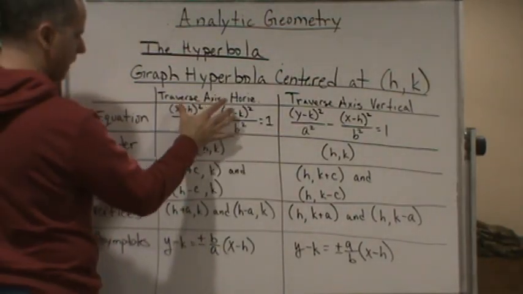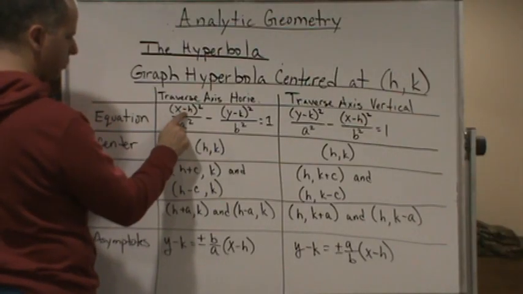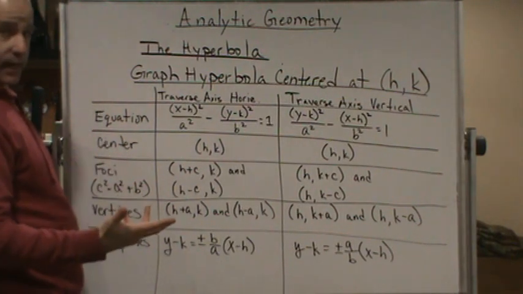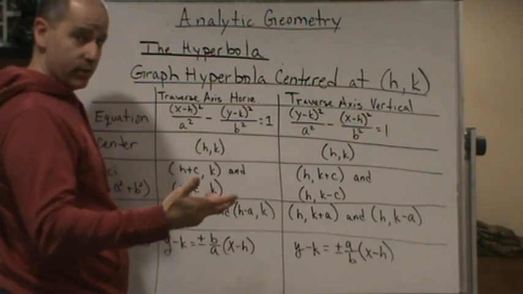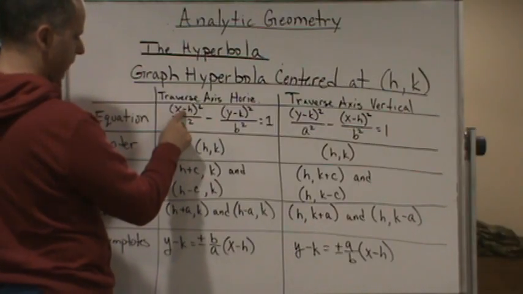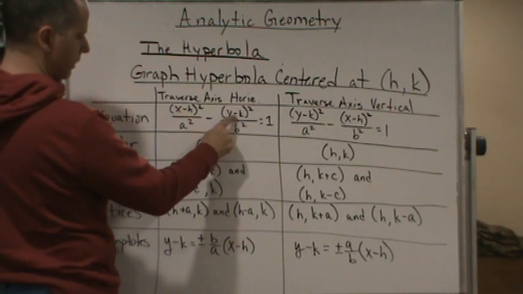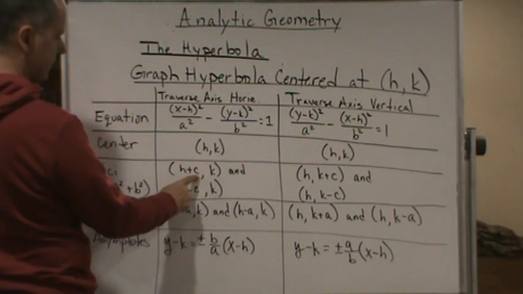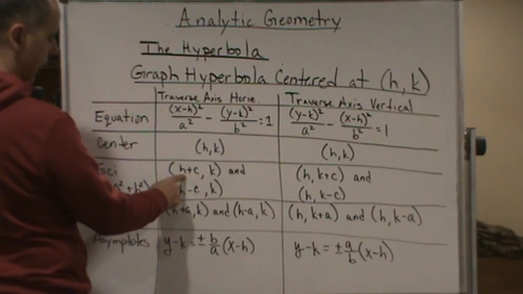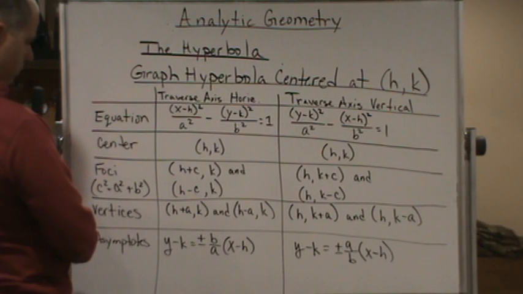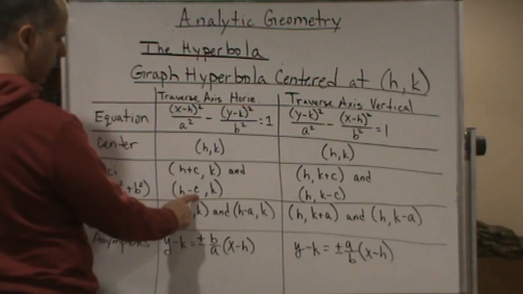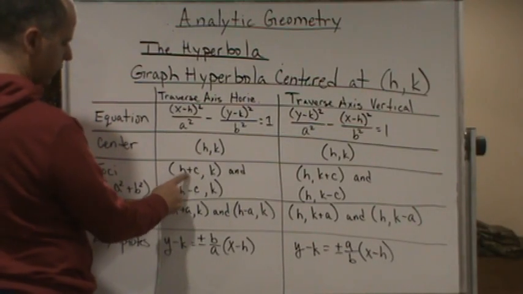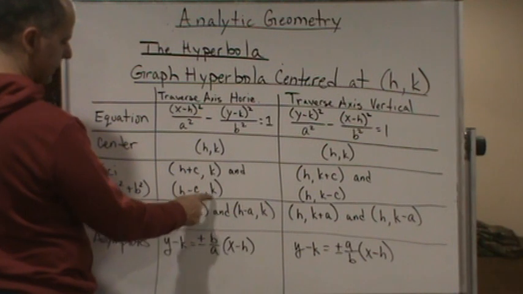And of course, if it has this form, then the center is going to be h, k. Also pay attention that these are subtraction. So make sure that when you're setting this up and trying to figure out where the center is, you understand the standard form has subtraction there. The foci are going to be h plus c comma k and h minus c comma k. Those are where the foci are located for this.